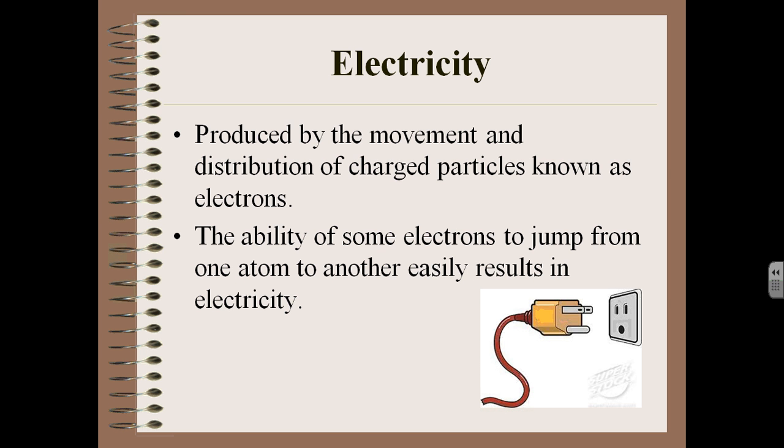Electricity is produced by the movement and distribution of charged particles known as electrons. Now, you remember way back at the beginning of the school year, we talked about atoms. Atoms is the basis of a lot of things that we talk about in science. Electrons are part of the atom. So when these charged particles start moving around, that is how we produce electricity.